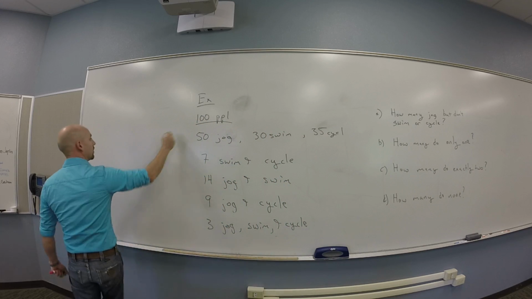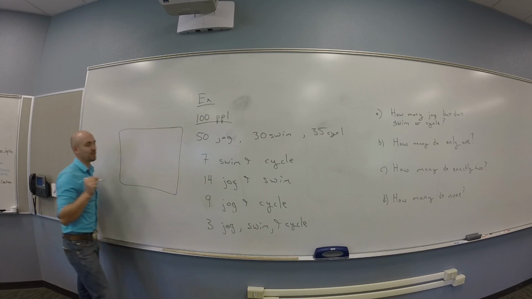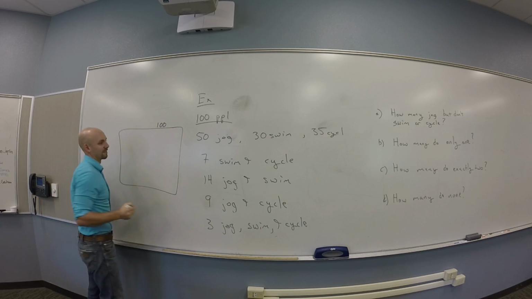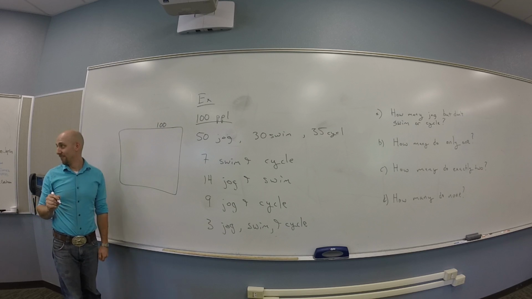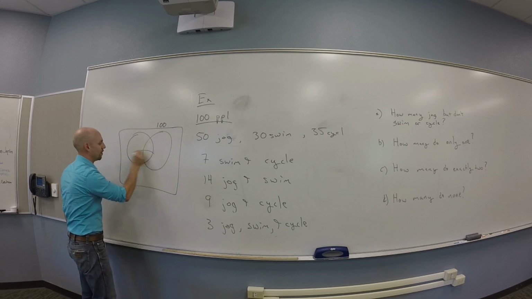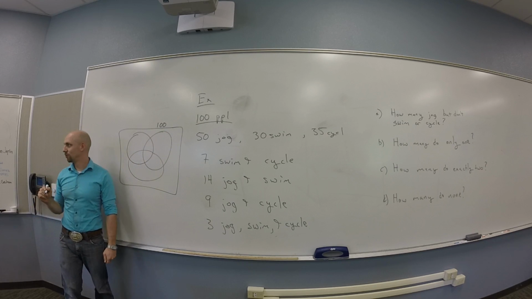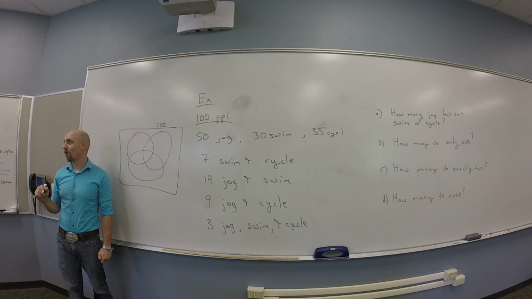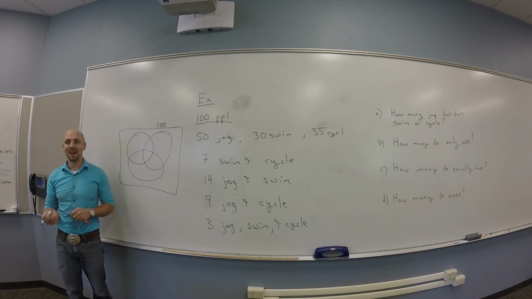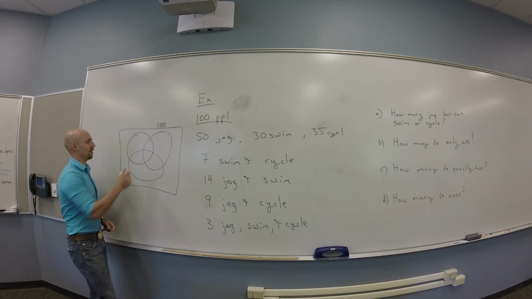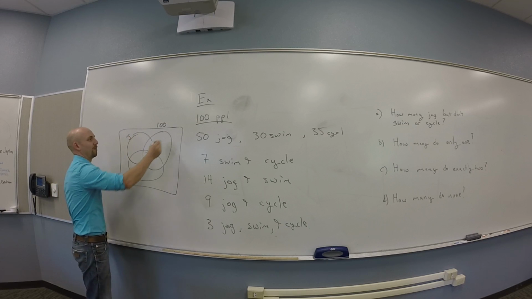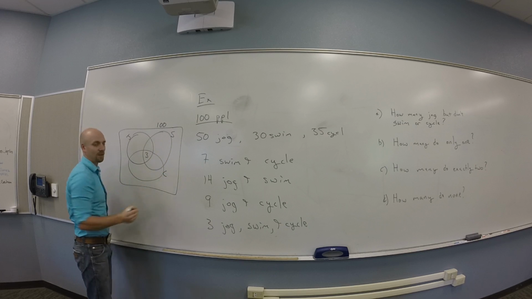So the step that you all did perfectly was you made a world that has 100 people in it, and then you made 3 blobs. Do you all get the blobs all overlapping? What's the thing you know right now? There's 3 right here in the middle that do all 3 things. So I'm going to call this one the jog blob, that one the swim blob, and this one the cycle blob.